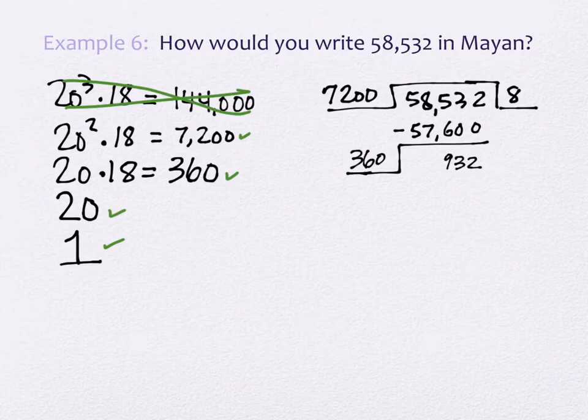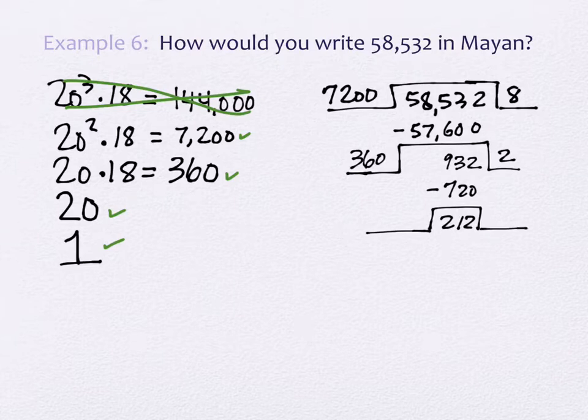360 goes into 932 how many times? Twice. And what is 2 times 360? 720. And if I subtract, what do I get? 212. Okay, and we're going to do another stair step of division. Going down from the 360, the next place value down is the 20s place. So how many times does 20 go into 212? 10 times, and 10 times 20 is 200. And if I subtract, I get 12.